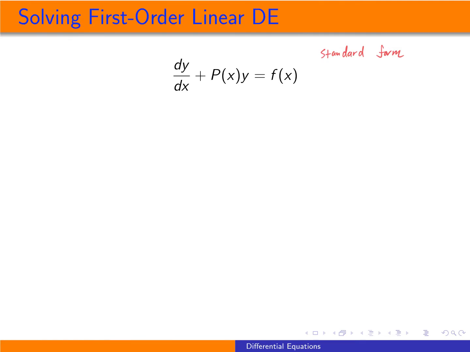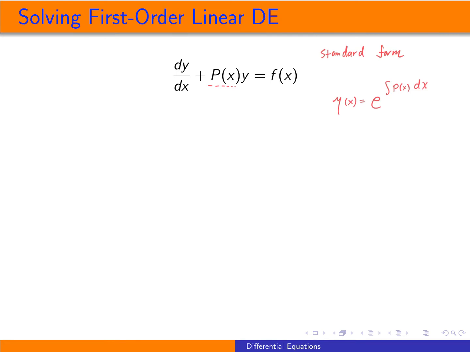Once you have done so, we can focus in on this coefficient of the dependent variable y, the p of x. We use the p of x to form what we call an integration factor. So the integration factor is going to be mu of x is e to the integral of p of x. Finding this integration factor is a computation that we do to the side. Once we have this integration factor mu, we simply take it and multiply the differential equation by it. So each and every term gets hit with a mu of x.